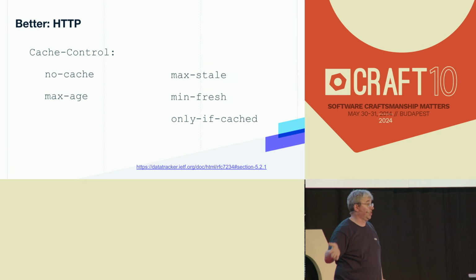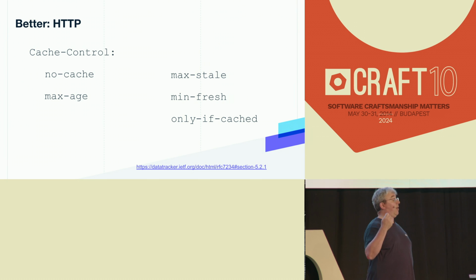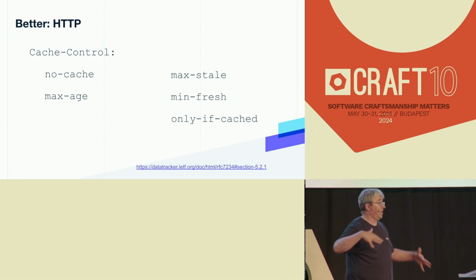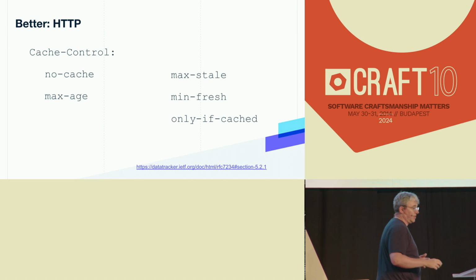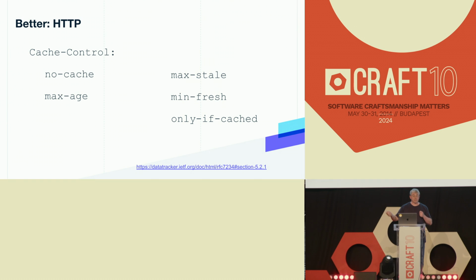And there's even one which is only if cached, meaning if you can't give me a cached response, I want you to give me a 504 error instead of talking to the origin, right? And so these are all just ways of being a little more explicit about what success or failure means in terms of serving that request.